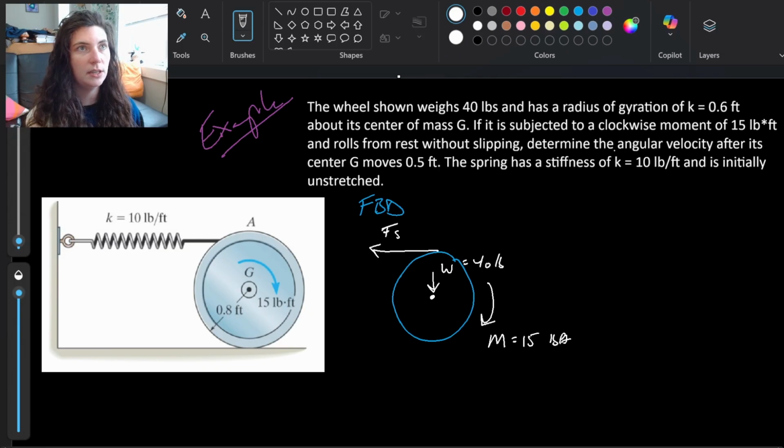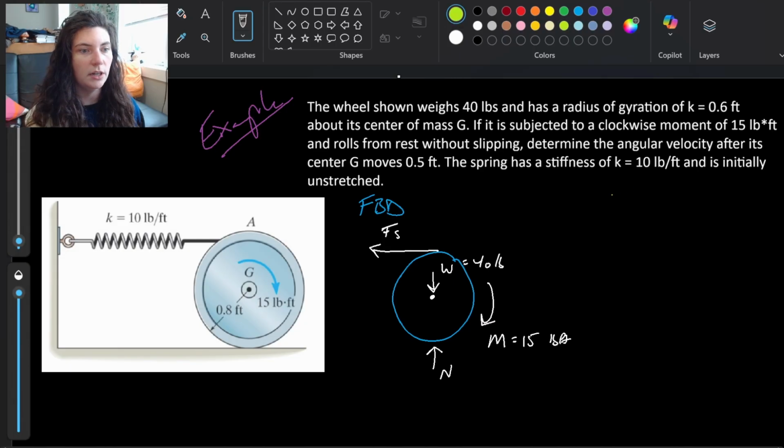Rolls from rest without slipping. That is really important, really gives us some good information that there's probably not a frictional force in here, right? There's no friction indicated. And we want to determine its angular velocity. Spring, we've got our spring. And so looking at this, really the only other force that we don't have in this free body diagram yet is the normal force from the ground. Where it's touching the ground there, got a normal force. So that pretty much captures all of the forces and moments that we need in our free body diagram.